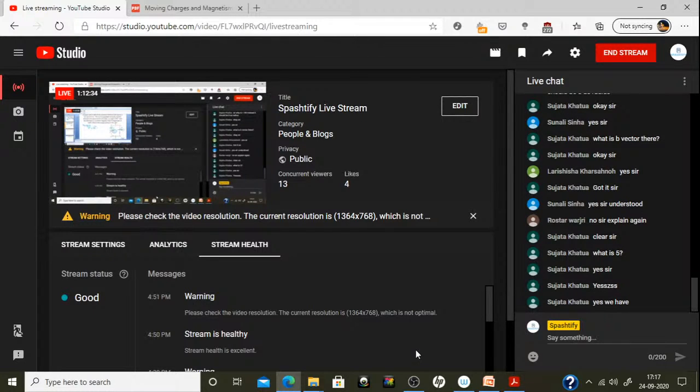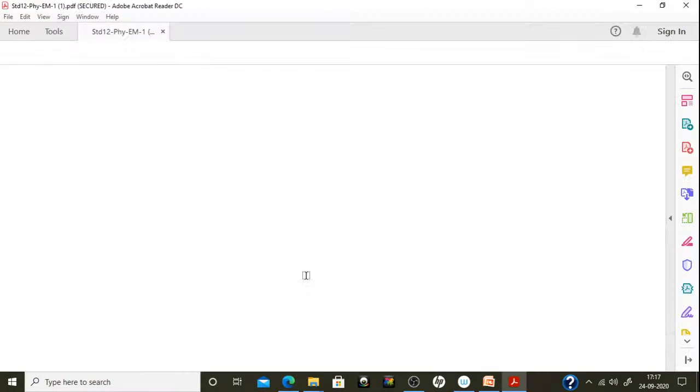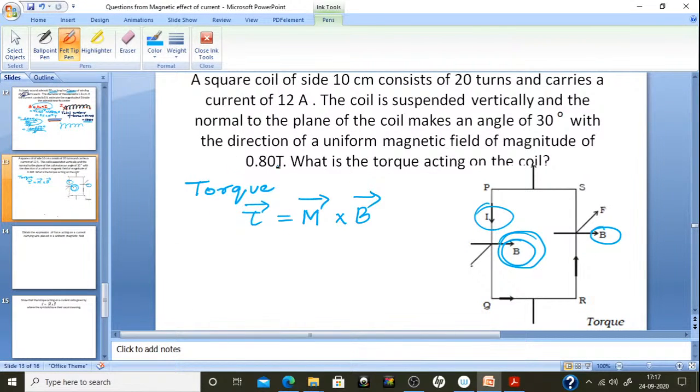Okay, so it's simple, we just have to put the values here. So what is M? I already told you it is the magnetic moment, and what is the formula for M? M is equal to I into the area of the loop, and if the number of turns is more than 1, then the formula will be NIA. N is the number of turns, I is the current in the loop, and A is the area, and B of course is the magnetic field.